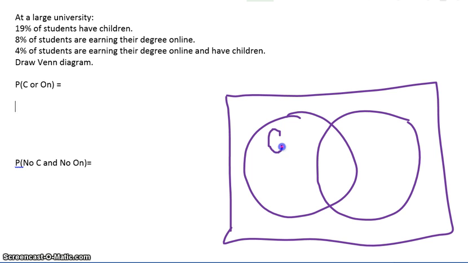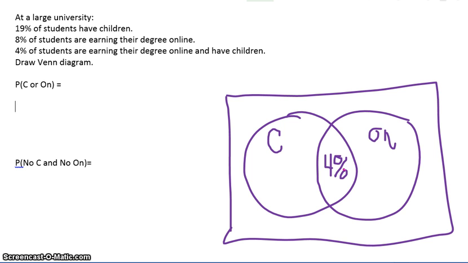This event, we're going to denote as C, is the probability of randomly selecting a student that has children. This circle will then be online, or "on" for online, just shorthand. And this then represents the event of randomly selecting a student that is earning their degree online. The intersection then here will be the overlap, or simply the intersection between the randomly chosen students that have children and the students that have a degree online, where they come together.